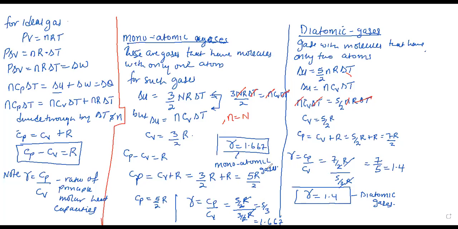Then we also have what we call polyatomic gases. This one, you go and do research. This was the first one, this was the second, and the third, let me sketch it here: polyatomic. Who can define what polyatomic gases are? Gases with molecules that contain more than 2 atoms, correct.